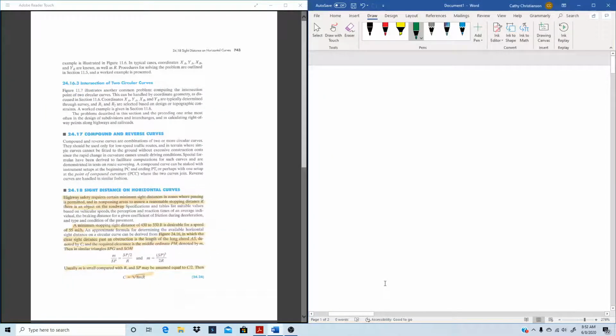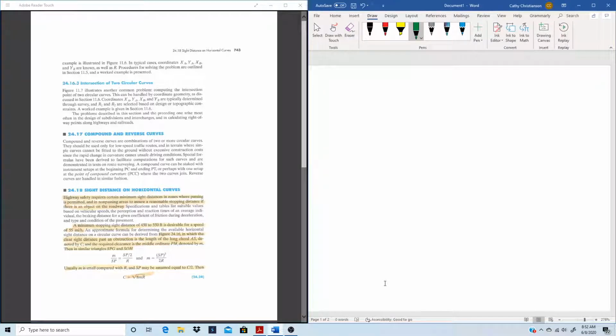Okay, so we're going to go ahead and get started, and the first thing we're going to go over is sight distance for a horizontal curve. For highway safety requirements, there is a certain minimum stopping distance in zones where passing is permitted. If we're talking about a 2-lane road in a non-passing area, we need to assure a reasonable stopping distance if there is an object in the road.